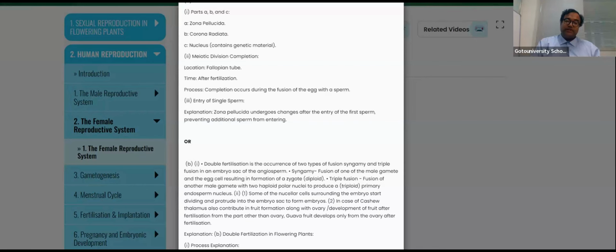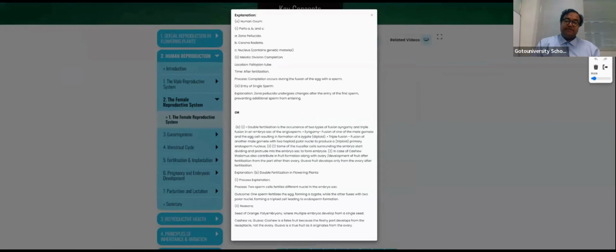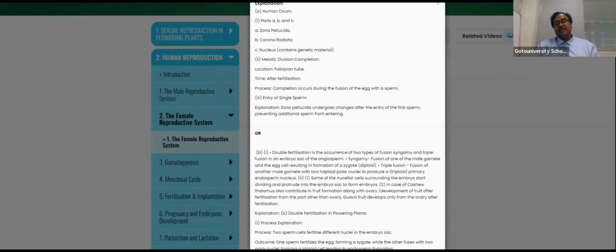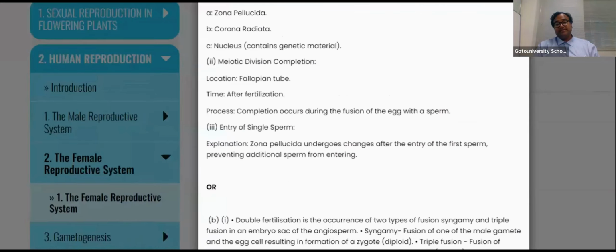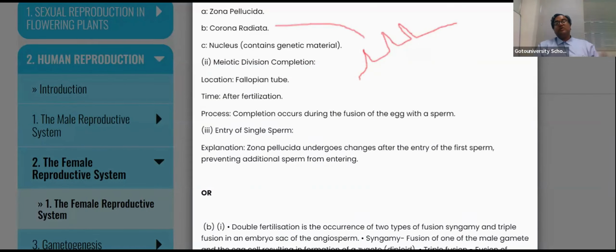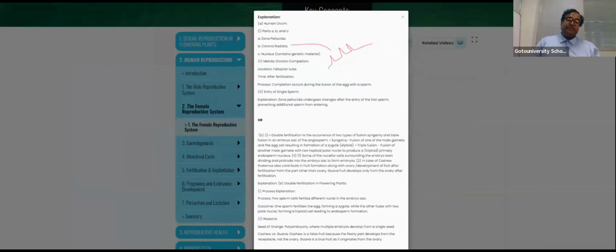Now in the next segment, what we need to understand is how the corona radiata is organized. It is organized like bacterial flagella or cilia. It will not be a continuous layer. This type of organization we observe in corona radiata. It won't allow other sperm to enter. Once one sperm has entered the egg, the other sperm are not allowed to enter because of the corona radiata. We need to understand that the zona pellucida allows only one sperm entry to happen.